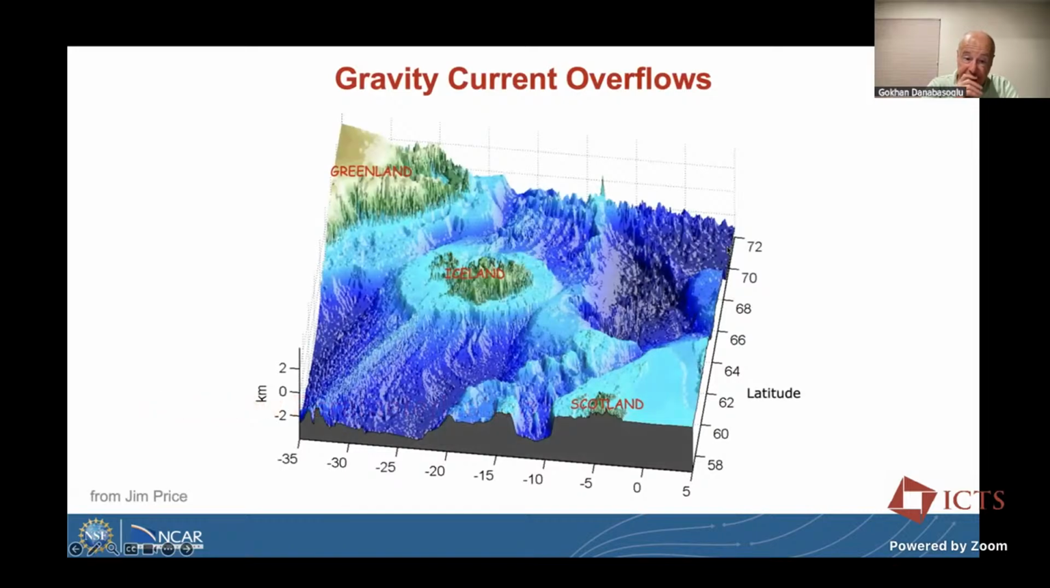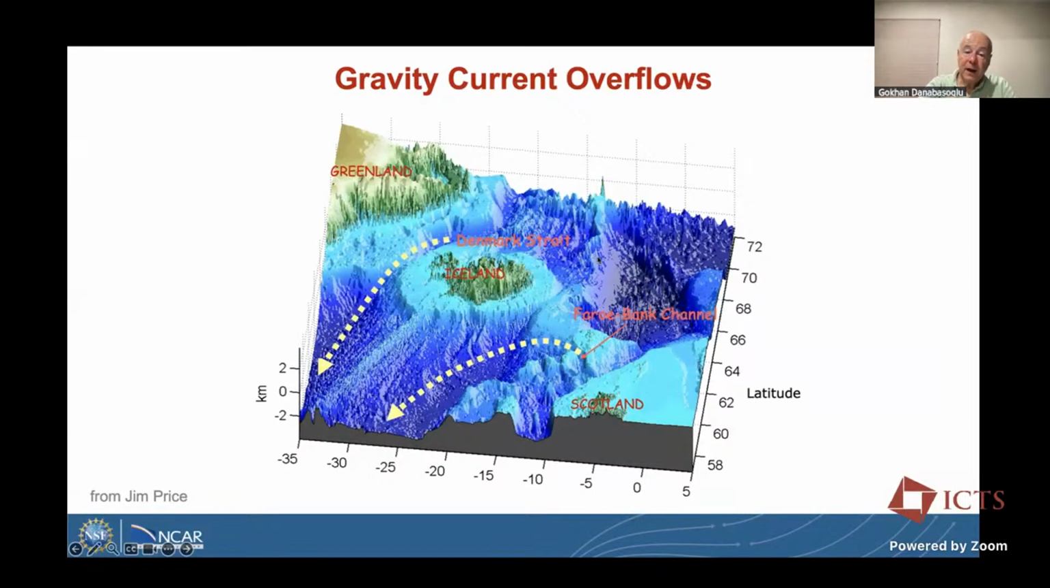Overflow parameterization. I worked a lot on this particular parameterization. What are overflows? These are usually also called gravity current overflows. This is a blow up of the North Atlantic. This is Greenland, Iceland, and Scotland is here. In the North Atlantic, there are two major overflows. One of them is the Faroe Channel, and the other is the Denmark Strait, to the west of Iceland, between Greenland and Iceland.